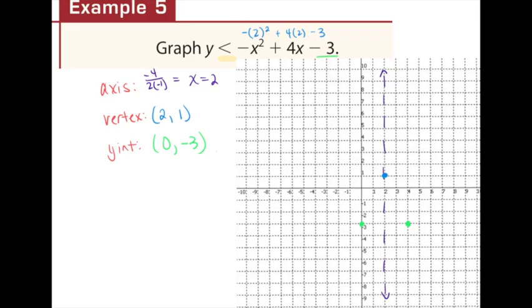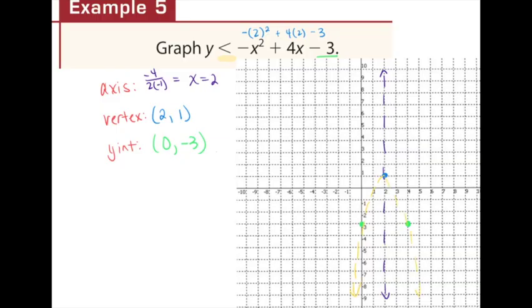Now that it's an inequality, I need to decide, is it solid or dashed? So go back to just how you would graph a line. This is less than. Is this going to be solid or dashed? Dashed. If it was or equal to, it would be solid, but it is not. So I am going to dash this parabola. I'm going to graph it with dashed lines here.